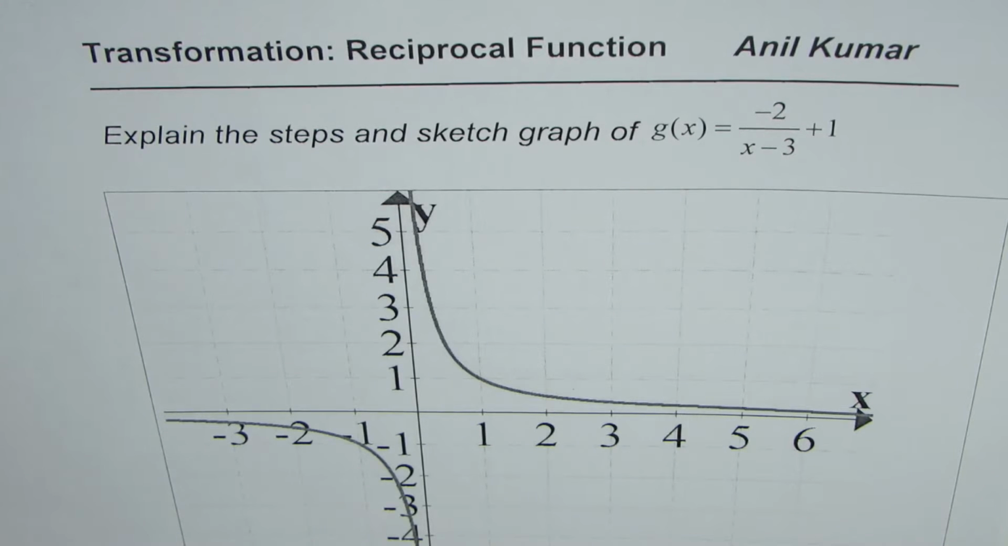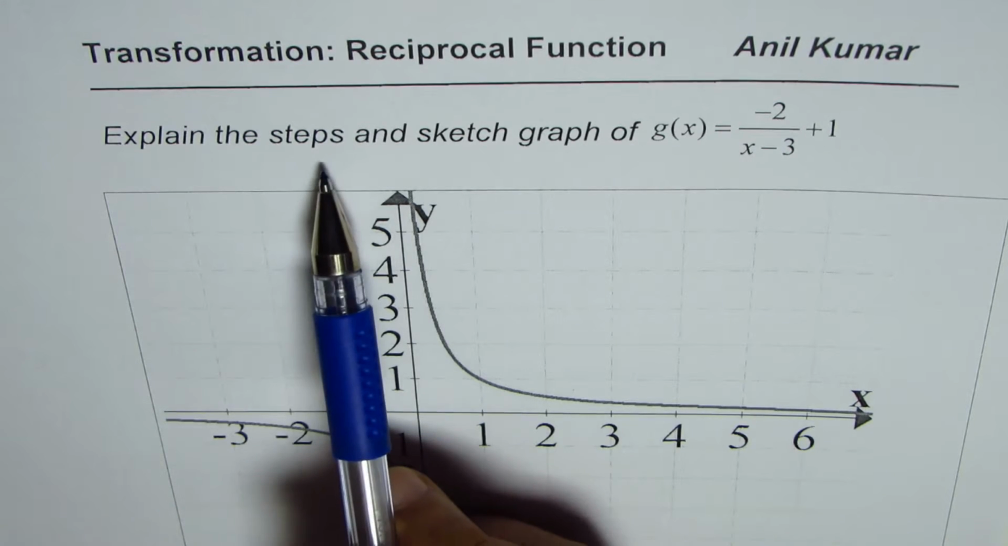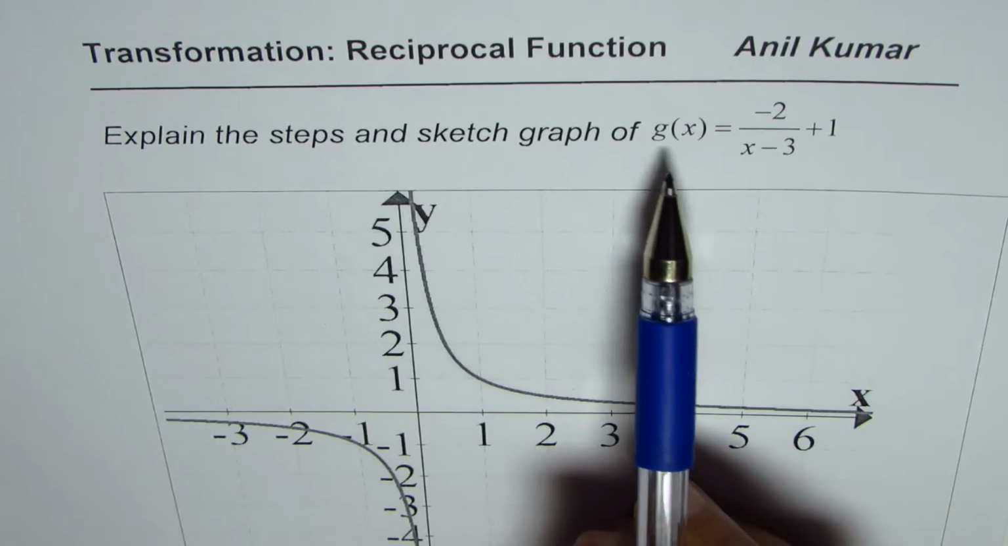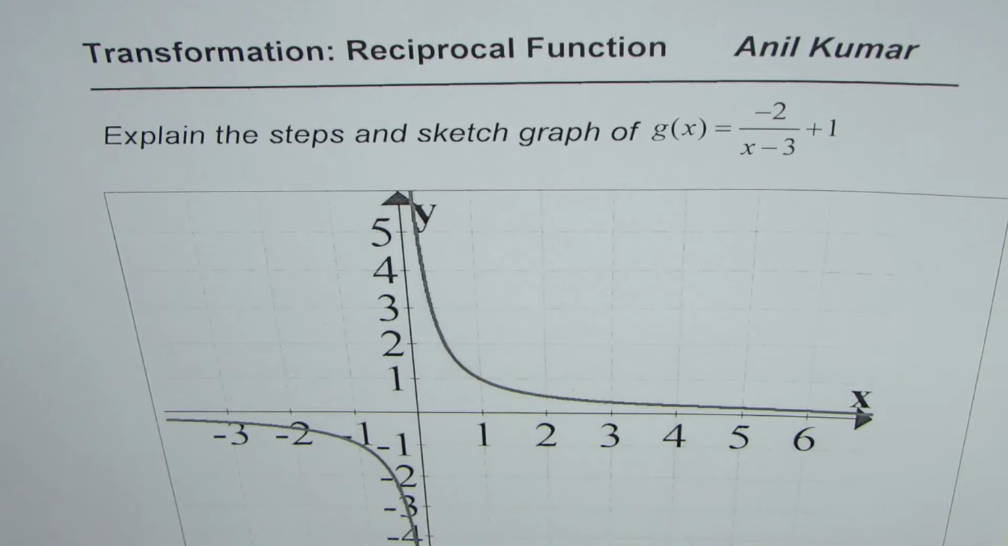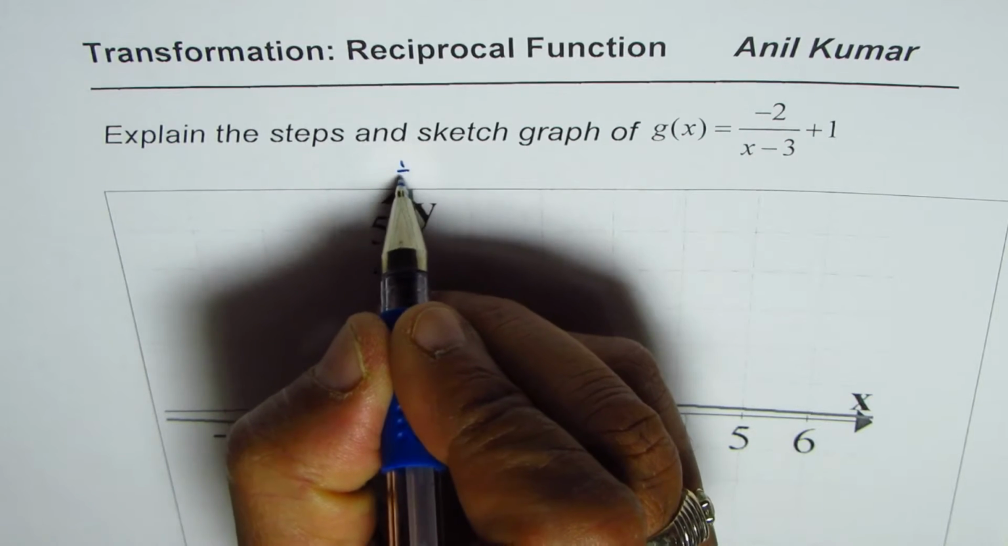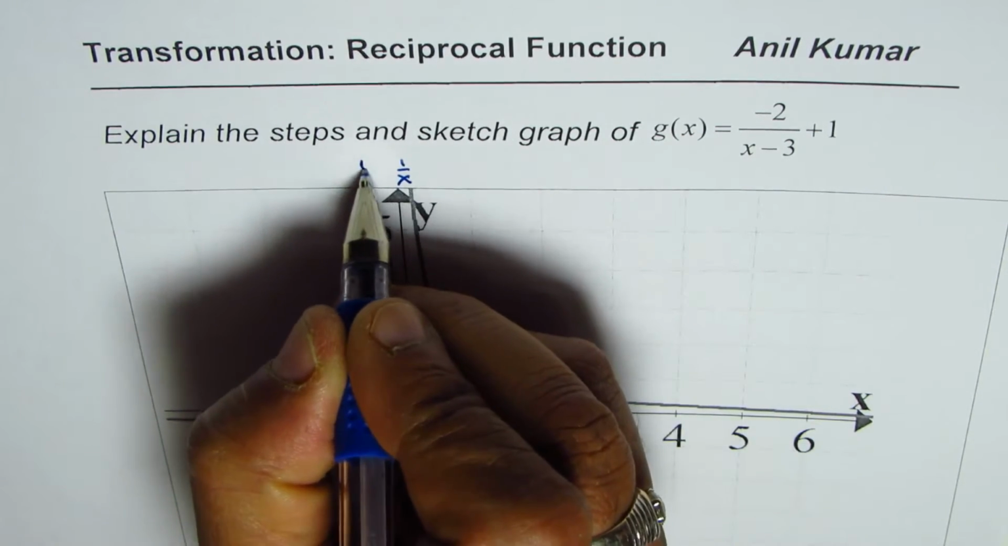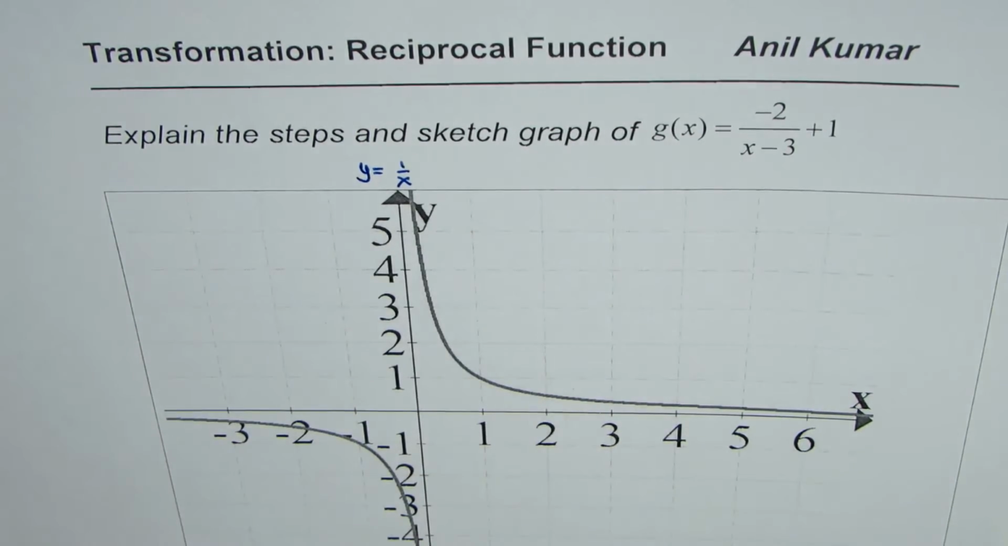I'm Anil Kumar, and in this video we will learn the steps required to sketch a transformed reciprocal function. The question here is: explain the steps and sketch the graph of g of x equals minus 2 divided by x minus 3, plus 1. I've already sketched the graph of 1 over x. So we have the 1 over x graph already given on this paper.